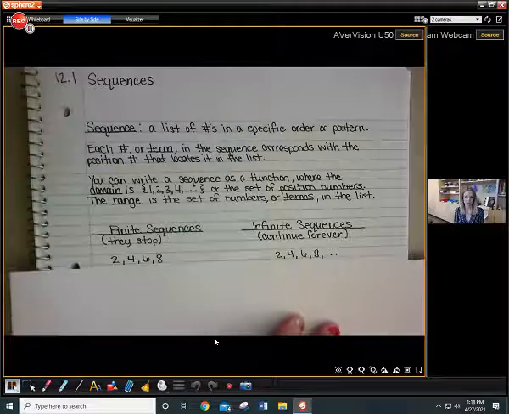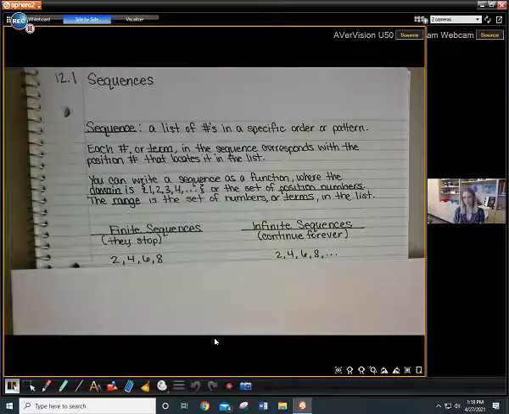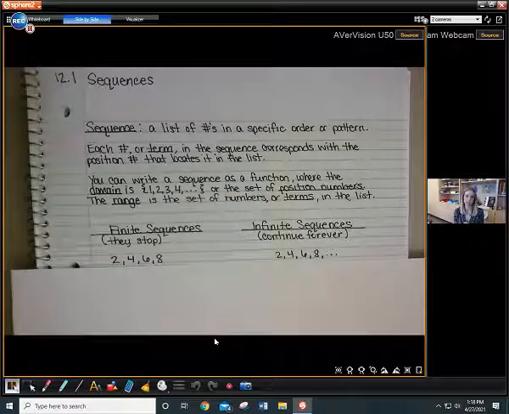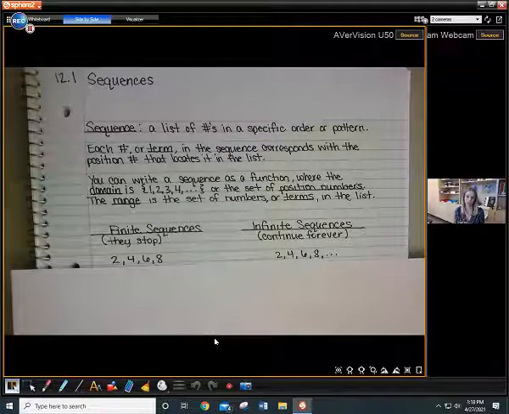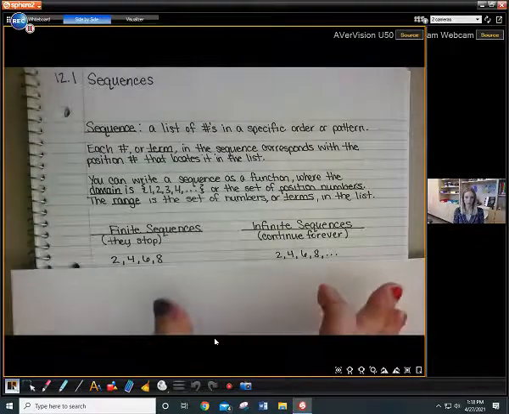So for example, if I say 2, 4, 6, 8, and then I stop, then that's a finite sequence. There are 4 spots, and in those 4 spots, there's a 2, there's a 4, there's a 6, and there's an 8. Now if I look at the infinite sequence, they're telling me that we're going to continue on with that pattern.